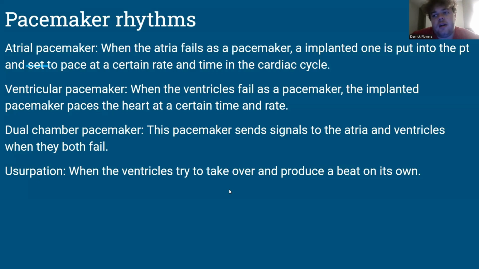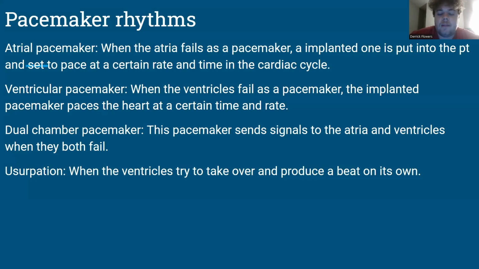Pacemaker rhythms. I'm almost done, I promise. We have atrial pacemaker, ventricular pacemaker, dual chamber pacemaker, and Erbsation. Atrial pacemaker is when the atria fails, so an implanted one is put in the patient and set to pace them at a certain rate and time in the cardiac cycle. You'll see pacer spikes.